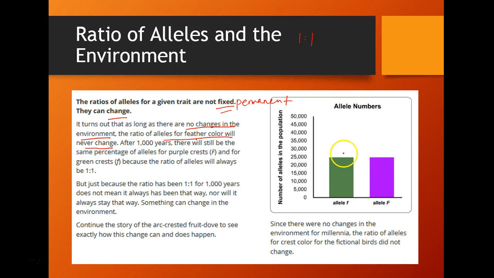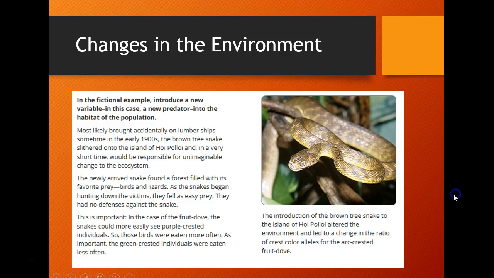And so what we see here is an equal amount, right? We see that the amount for allele little f and the amount for allele big F are the same amount. That's our 1 to 1 ratio. However, if we introduce a change in the environment, that ratio can change. Okay, but let's see, if we introduce a new variable, a new predator, someone who eats the birds, into the habitat, how does that change our allele ratios?